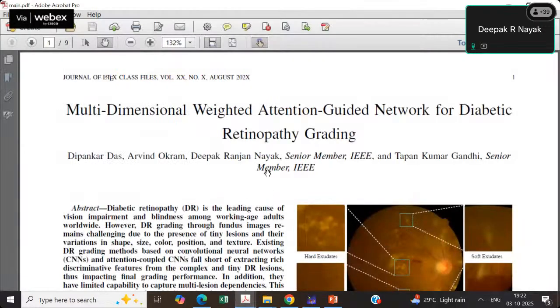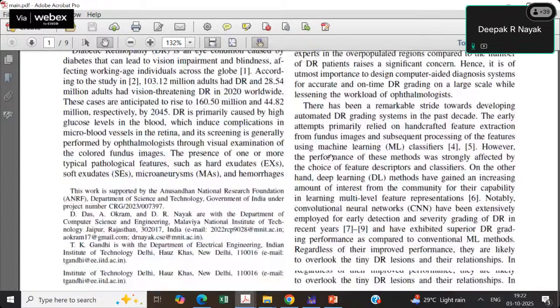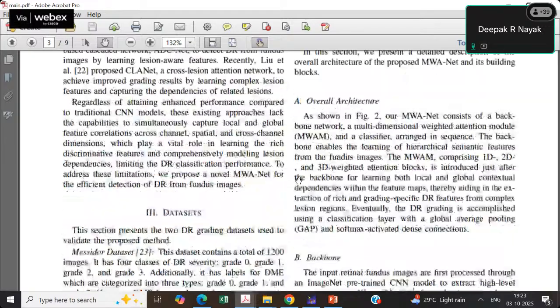This paper has recently been accepted in IEEE Transactions on Instrumentation and Measurement, right? Basically what we have done here is we have proposed a multi-dimensional weighted attention model. We are considering 1D attention-based weights, 2D attention-based weights, as well as 3D attention-based weights, and we were trying to share important information along different dimensions. I mean both the local dependencies as well as the global dependencies of the features, with the help of these three different attention mechanisms, which we are considering simultaneously to capture all that information.